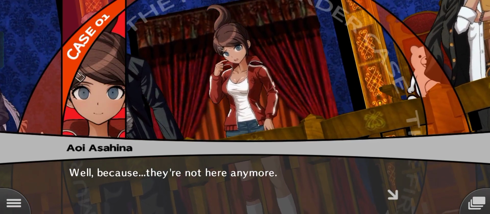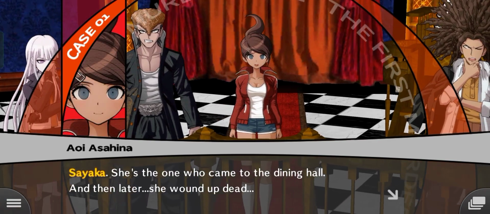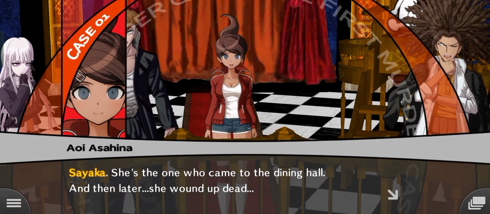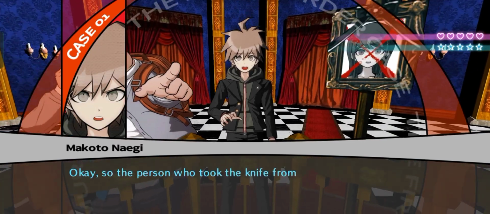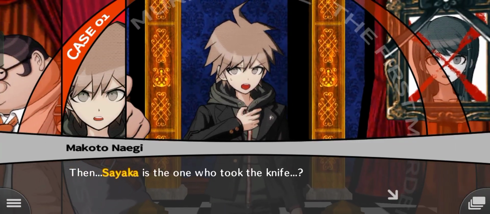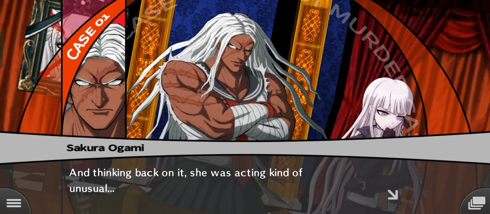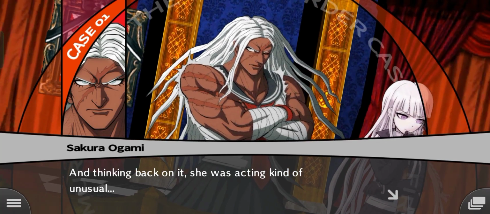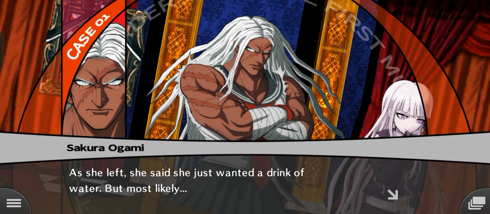Well, because they're not here anymore. Sayaka. She's the one who came to the dining hall. And then later, she wound up dead. I got it! Then, Sayaka is the one who took the knife? That's the only possibility. And thinking back on it, she was acting kind of unusual. When she came into the dining hall, she didn't even look at us. She just went straight to the kitchen. As she left, she said she just wanted a drink of water.